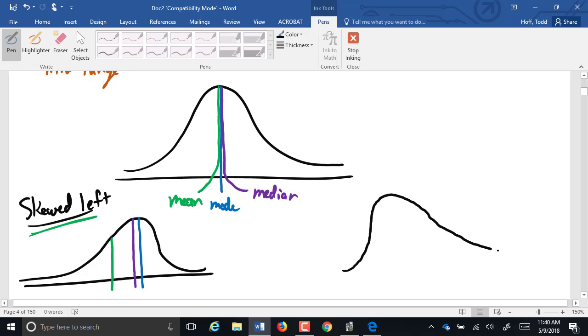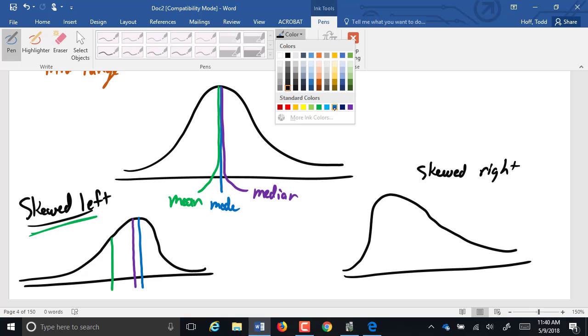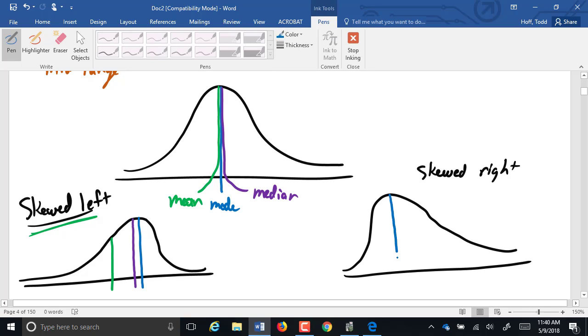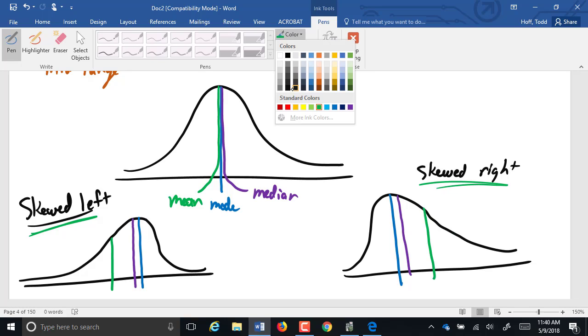If it's stretched out on the right side, like this, that is skewed right. And the mode, of course, is still the highest point. The median gets moved a little bit to the right. And it's that mean that, depending on how stretched out it is, really gets pulled over. So if the mean is bigger than the median, that's a good indication that the data might be skewed right.